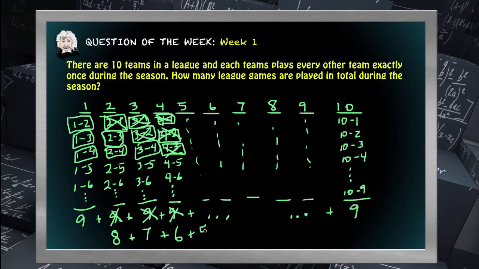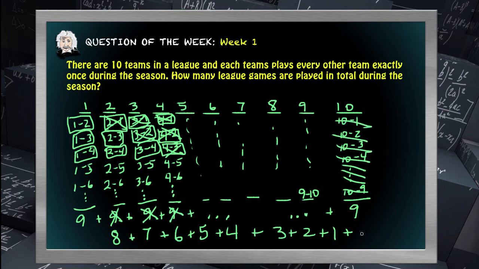Well, our pattern's holding. Likely it's plus 5, plus 4, plus 3, plus 2, plus 1. And then finally, as we get to team 10's count, we'll notice I've got 10-1 was already picked up as 1-10, 10-2 is picked up as 2-10, 10-3 is picked up as 3-10, 10-4 is 4-10, and finally 10-9 was picked up in the 9th row as 9-10 would have been the last one. So we can eliminate every single game. We've already counted them for team 10, so there are 0 new or unique games played.